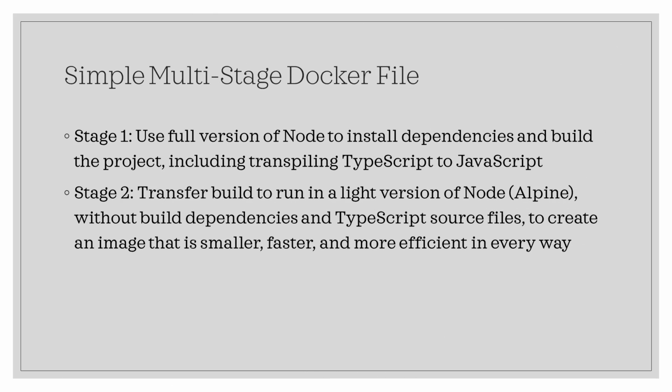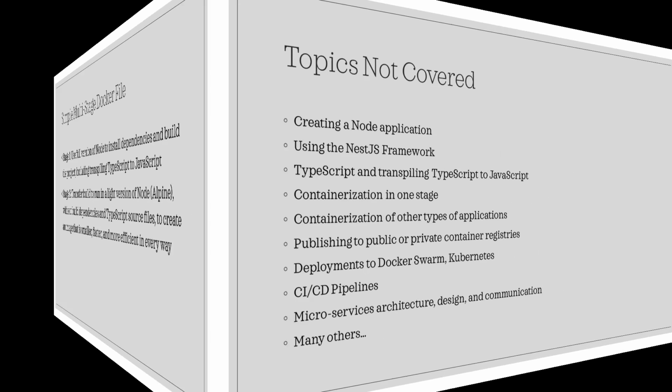What we're looking at today is a simple multi-stage Dockerfile with just two stages. In stage 1, we'll use a full version of Node to install dependencies and build the project, including transpiling TypeScript to JavaScript. In stage 2, we'll transfer the build to run in a light version of Node called Node Alpine, without build dependencies and TypeScript source files, to create an image that is smaller, faster, and more efficient in every way.